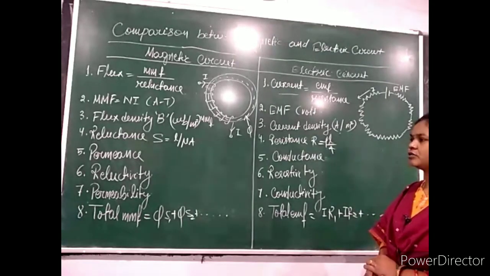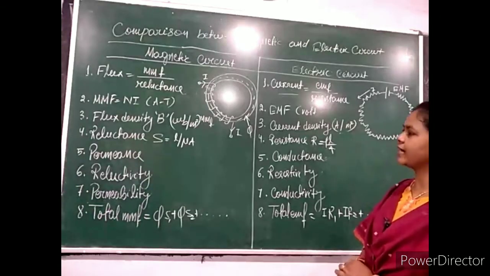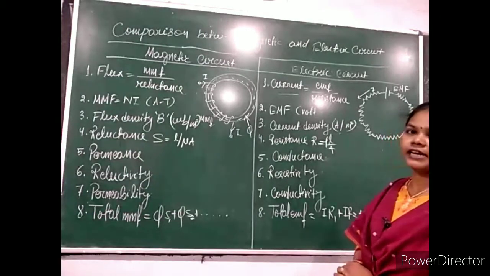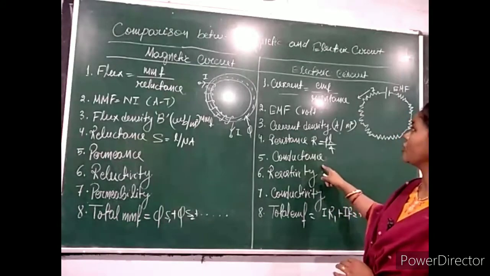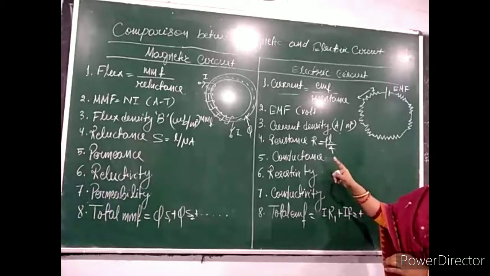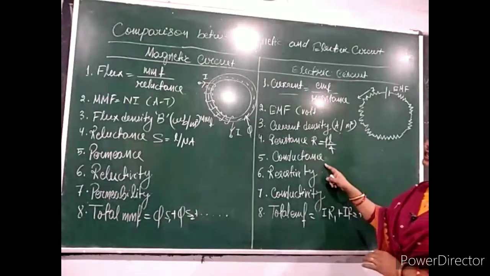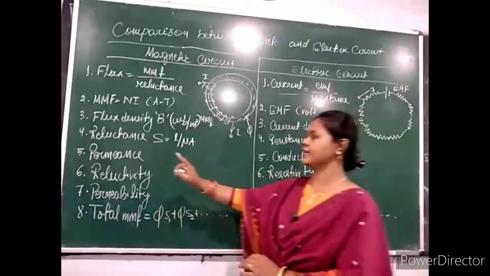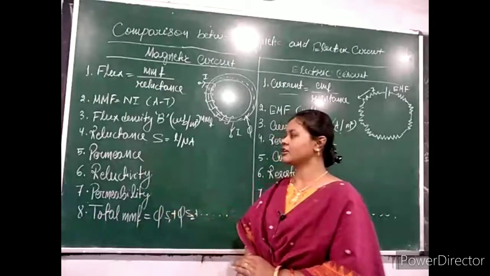Then come to the fifth point, permeance. Permeance in a magnetic circuit is analogous or equivalent to conductance in an electric circuit. What is conductance? Conductance is the reciprocal of resistance. Similarly, in the magnetic circuit, permeance is the reciprocal of the reluctance.